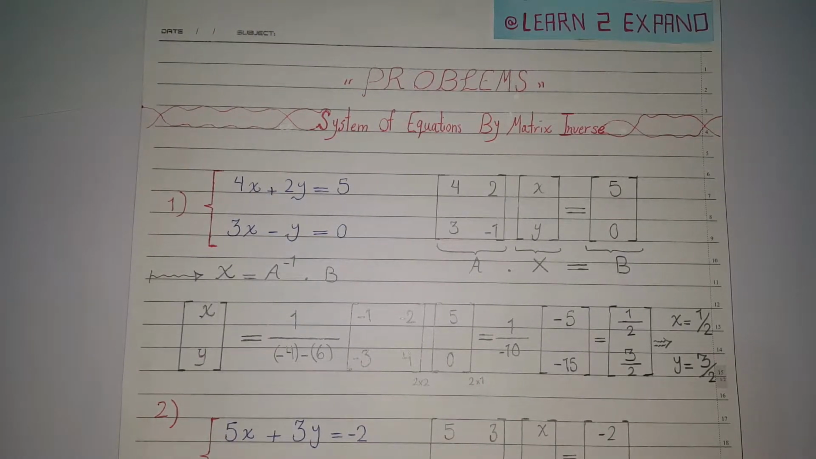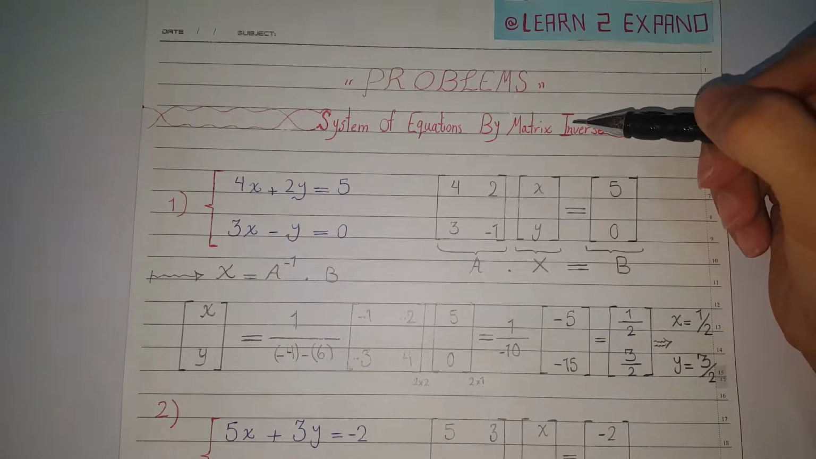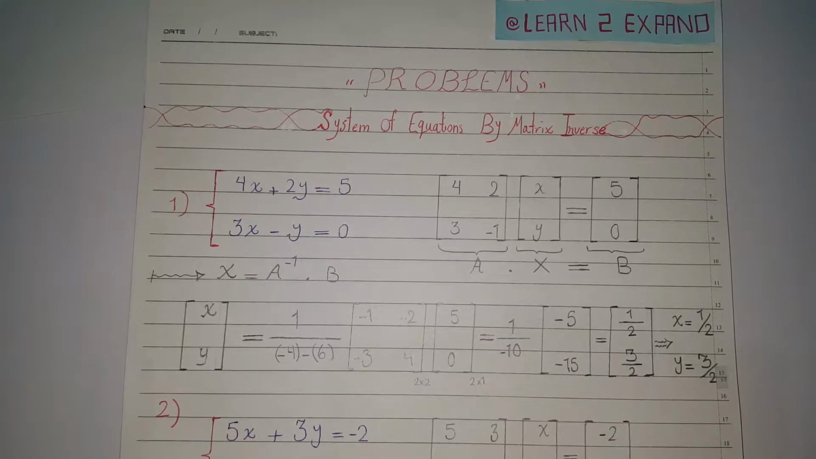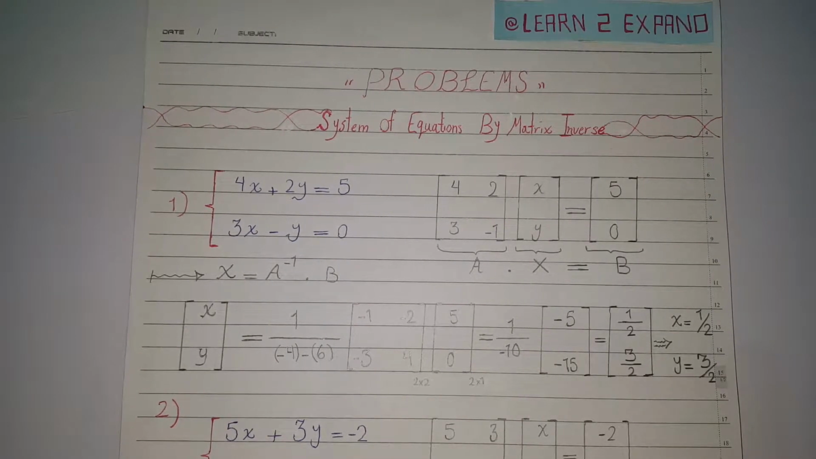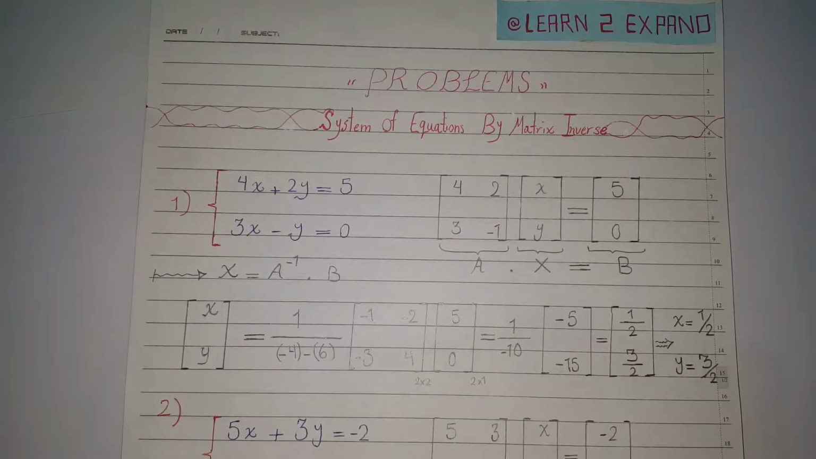Here in this video there are two examples of solving a system of two equations using the inverse of a matrix. In each method of finding the answer to a system of equations, we have only one goal: to isolate the variables and find the answer that simultaneously satisfies both equations.